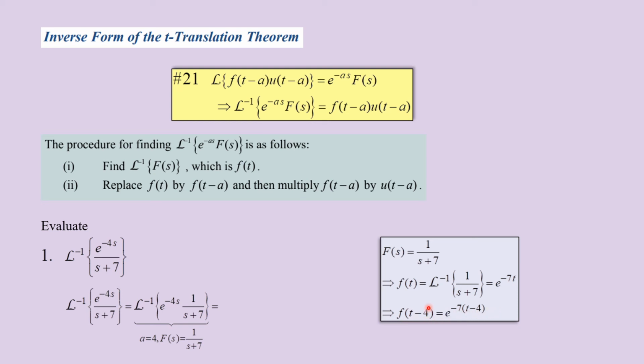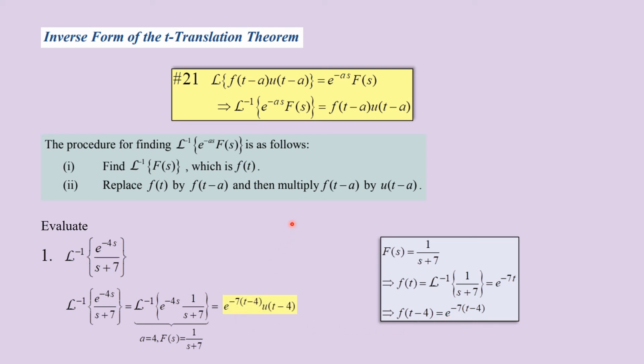Okay, so t is replaced by t minus 4, and therefore in this answer also the t is to be replaced by t minus 4. So f of t minus 4 is equal to e to the power of negative 7 times (t minus 4). So now we can write the final result. Transfer the result over here.